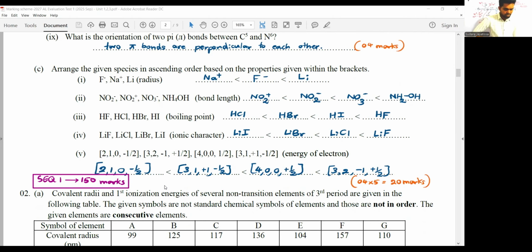Now let's come to this last ascending order discussion. The first thing is asking about their radii, ionic and atomic. Ions and atoms both are there. So let's discuss their radii variation. First thing is about F minus, sodium plus, and lithium.